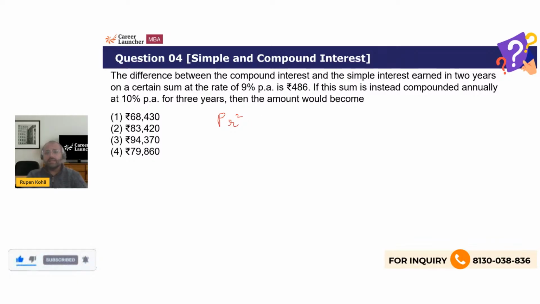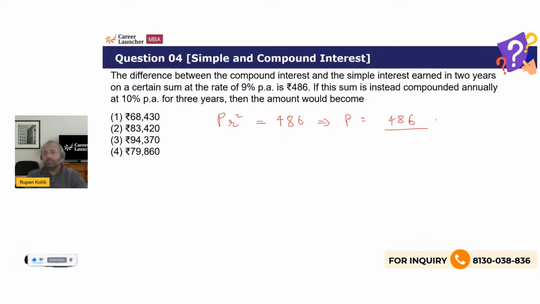9% is the rate of interest. So my R is 9 by 100. So PR square is 486, where R is 9 by 100. So from here, I should be able to get my P. So P is 486 over R square. So 486 over 9 by 100 the whole square.